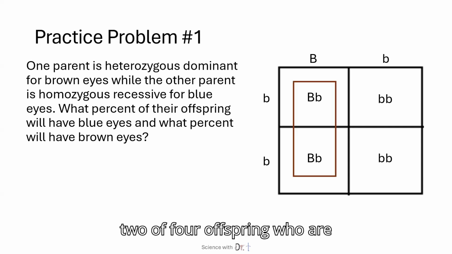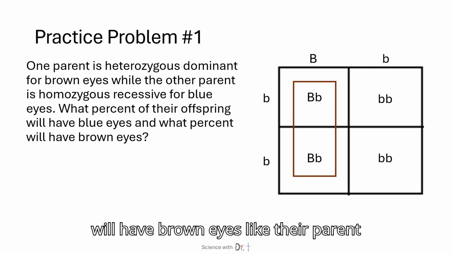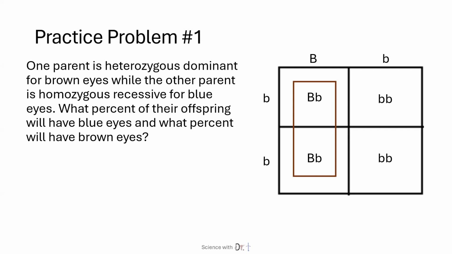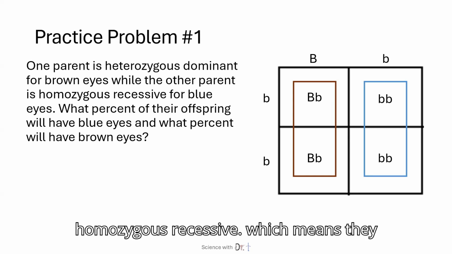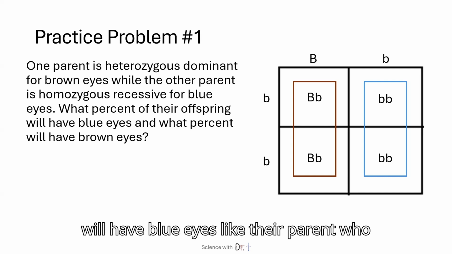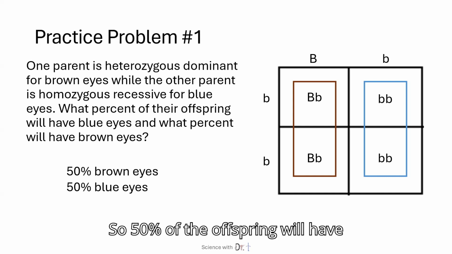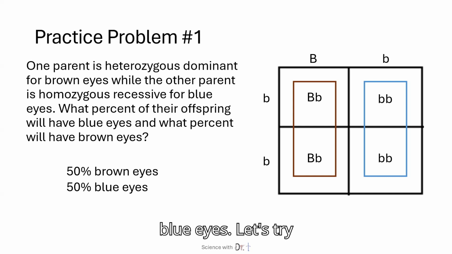So we have 2 of 4 offspring who are heterozygous dominant, which means they will have brown eyes like their parent who is also heterozygous dominant. And we have 2 of 4 offspring who are homozygous recessive, which means they will have blue eyes like their parent who is also homozygous recessive. So 50% of the offspring will have brown eyes and 50% will have blue eyes.